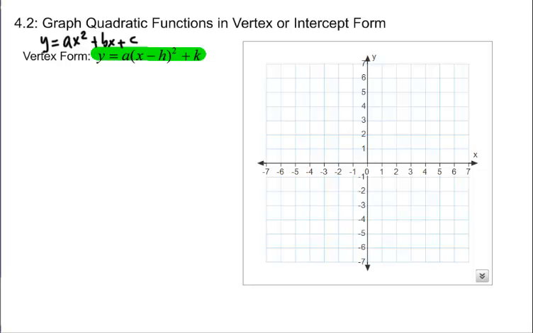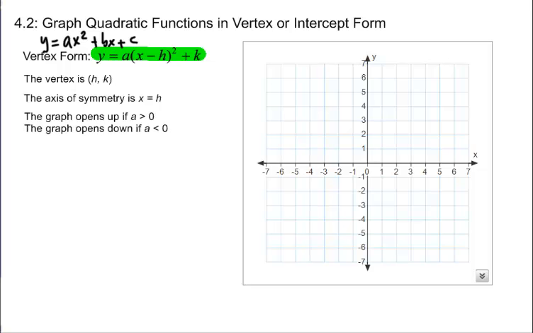And the reason this is handy is several. One, we know right where the vertex is. It's going to be at the specific point (h, k). Notice that the h is the opposite here. The other thing is that we know where our axis of symmetry is, and if we know that, all we need to use is that mirror rule to graph. We know that if a is larger than 0, our graph is going to open up, and if a is less than 0, our graph is going to open down. Okay, so that's kind of what's going on.